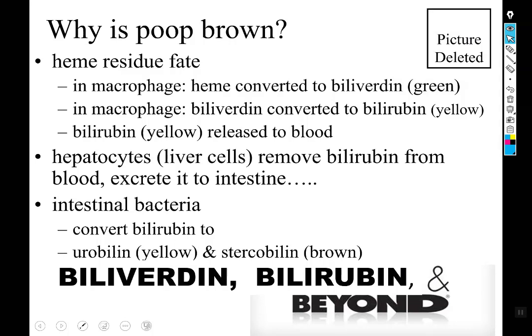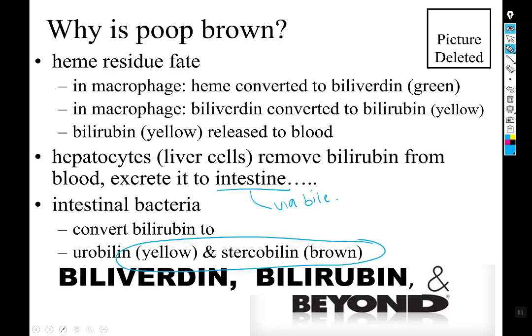Hepatocytes are going to remove bilirubin from the blood and secrete it into the intestine. I want to say that this happens via bile primarily. More on that later. We'll talk about the biliary tract when we get to digestion. Intestinal bacteria, primarily those of your colon, convert bilirubin into urobilin and stercobilin. So, those two contribute to the brown color of feces. So this is the answer to why is poop brown.